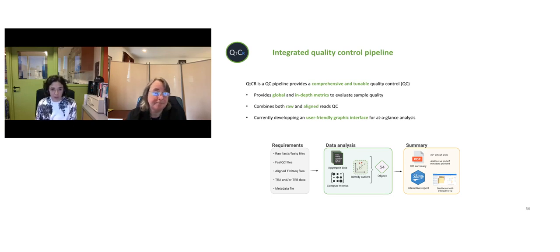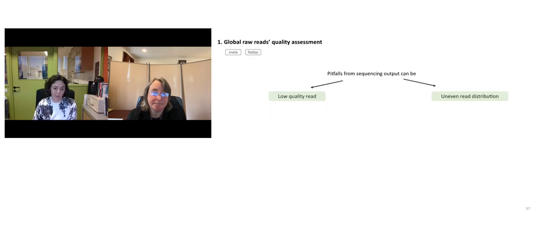So I'm not going to detail the technical aspects of this pipeline, but just to show you some points that we could identify through this pipeline, and that can be just a few examples out of many things that we could do. So the first thing is that you would like to have a global overview of your raw sequencing read quality, because you can have low quality reads in some cases, or uneven read distribution.